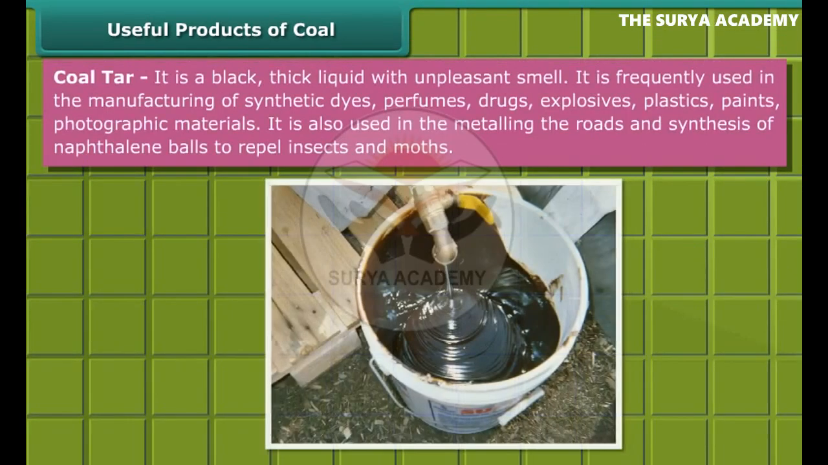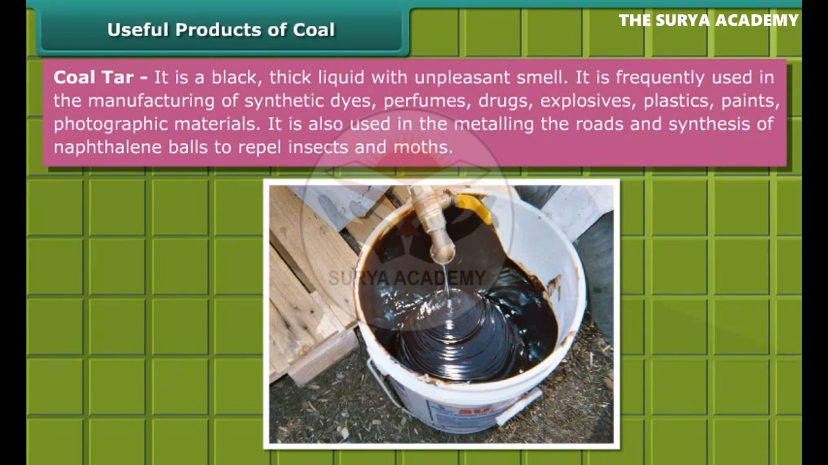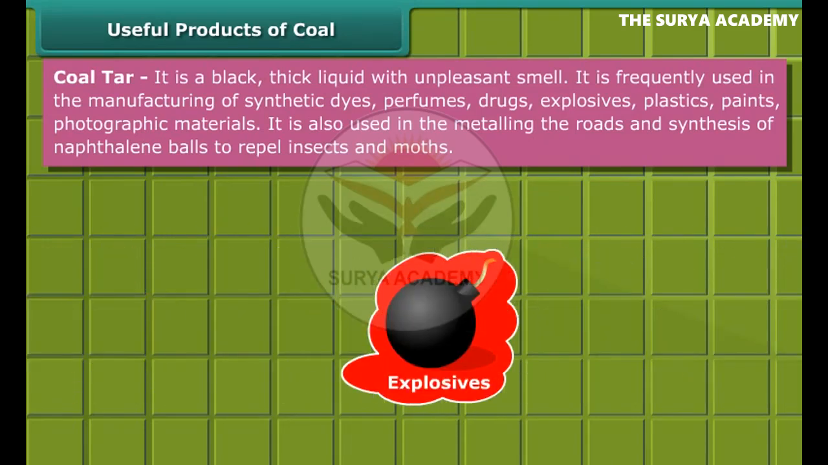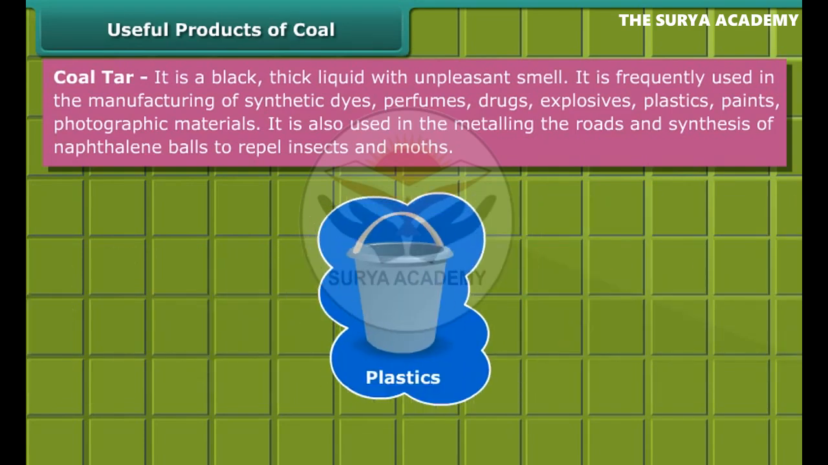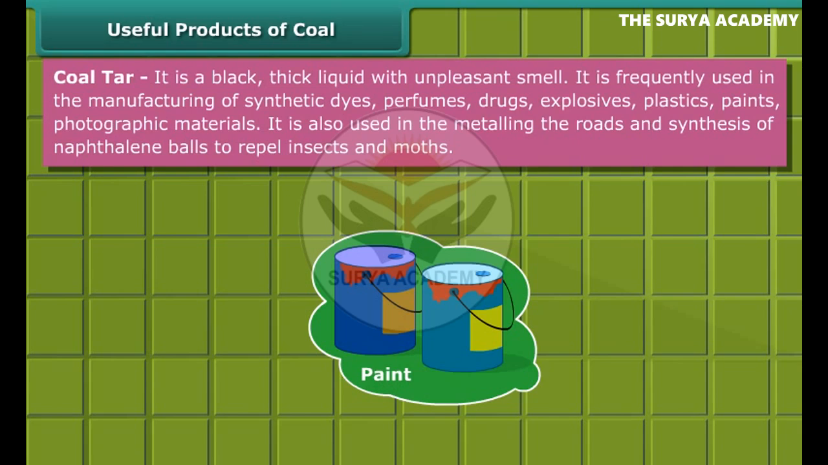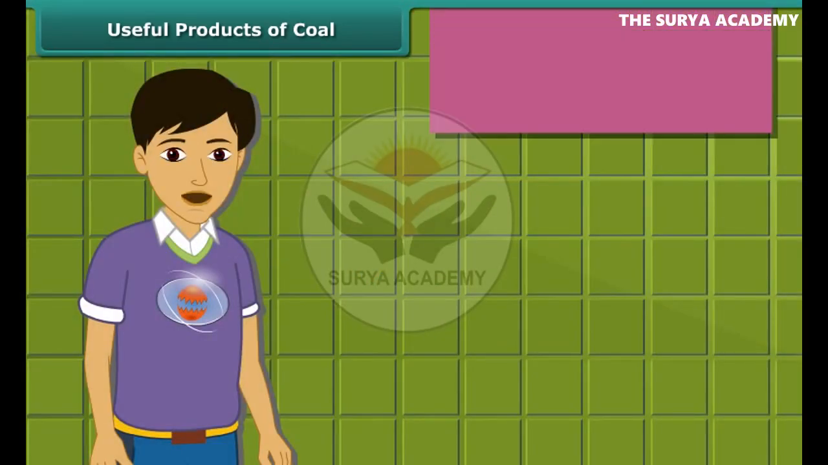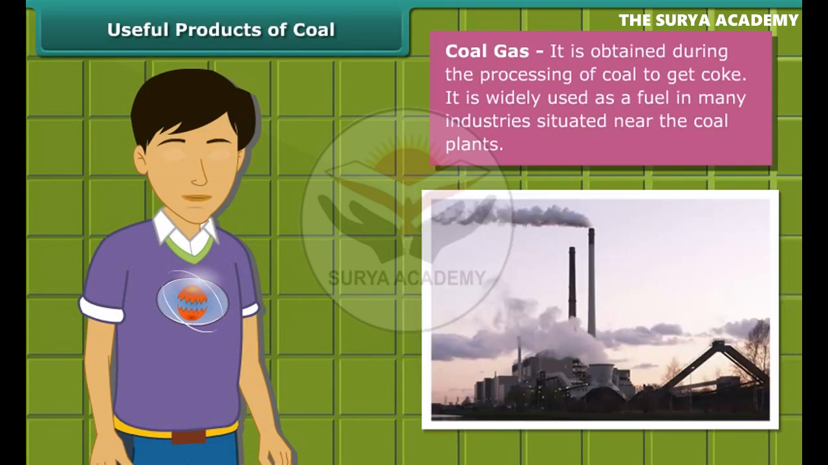Coal tar is a black, thick liquid with an unpleasant smell. It is frequently used for manufacturing synthetic dyes, perfumes, drugs, explosives, paints, plastics, and photographic materials. To obtain coke from coal, coal gas is produced. In many industries located near coal plants, it is used as a fuel.